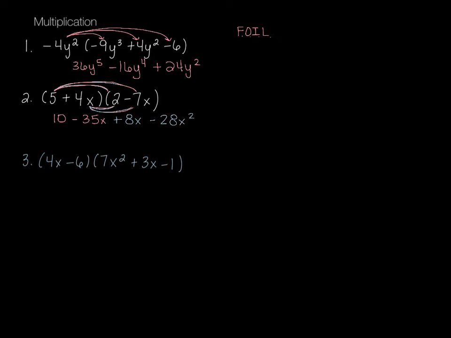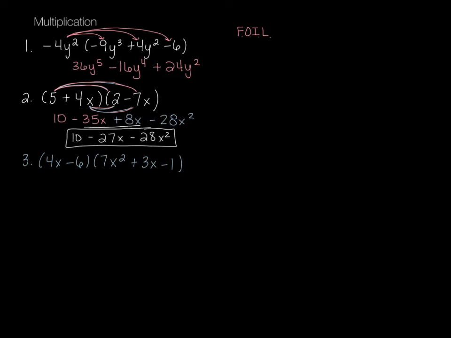Now you'll notice that I have like terms right here with the negative 35x and the 8x. So combining those together, I get 10 minus 27x minus 28x squared. And I'm leaving it in that order. When I'm multiplying, that's what Alex will expect you to do.